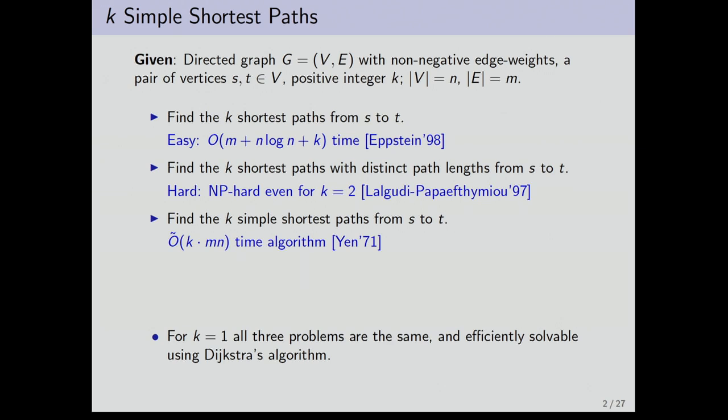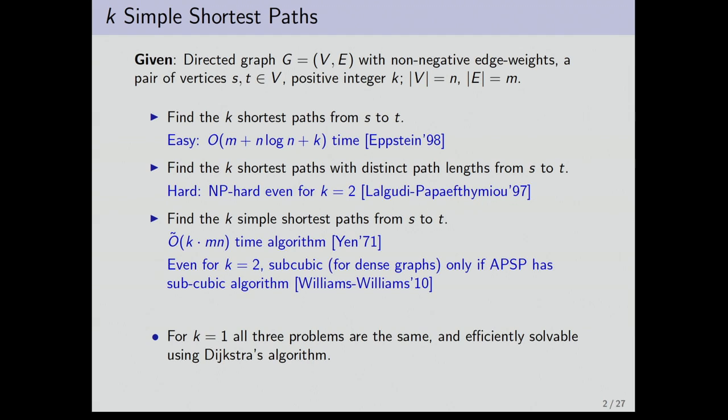And for this problem, there's a classical algorithm by Yen that runs in k times O tilde of mn time. Again, we'll always be using m as the number of edges and n as the number of vertices. There have been small improvements since then, but it remains O tilde of mn. And there's a reason for that, because Williams and Williams showed that it belongs to the class that is hard for APSP under subcubic algorithms. So they established that if the graph is dense, so m equals n squared.